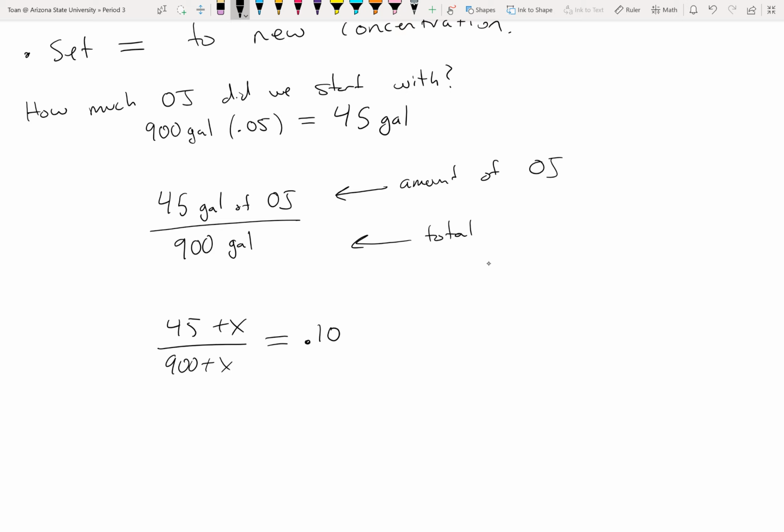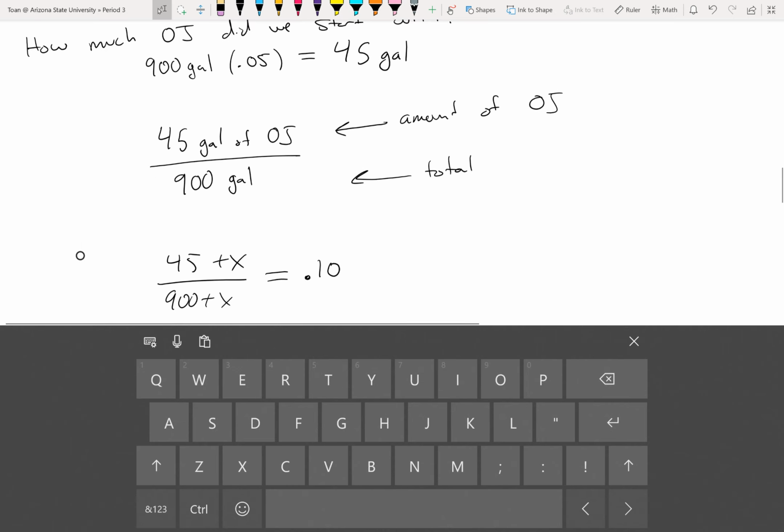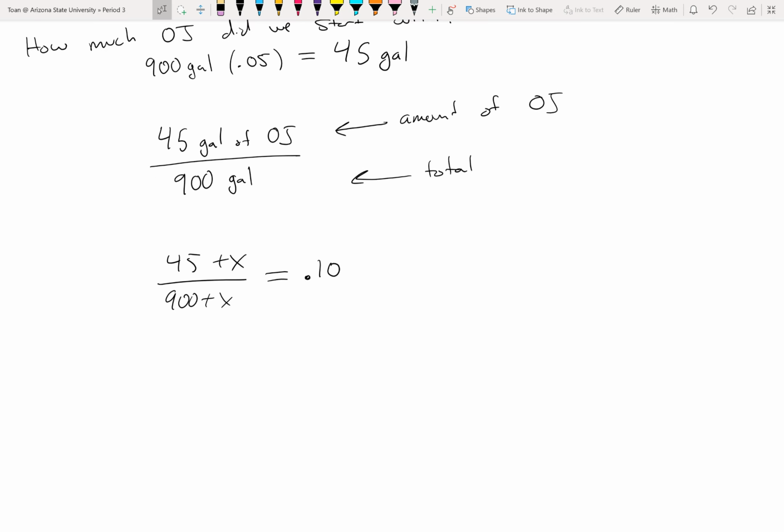Then the rest is just, this is a rational equation. We did rational equations in 1.5. I'm going to multiply both sides by the denominator to clear the fraction. So multiply both sides by 900 plus x. I guess I'll just show it for the notes. 900 plus x, 900 plus x. So that gives me 45 plus x equals 0.10 times 900 is 90, plus 0.10x.